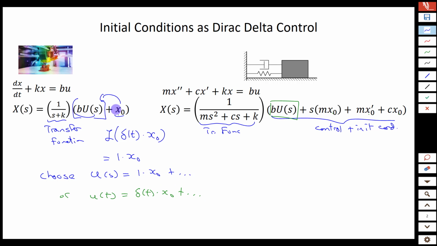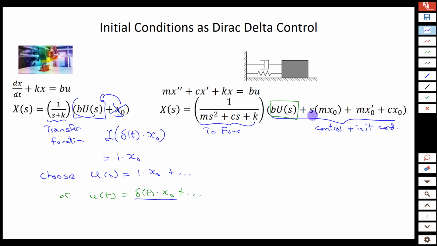And then we don't need the initial conditions anymore. So the argument is, if we mathematically need initial conditions here, we can take care of it in other ways. We can take care of it by adding a delta function, a little hit to the system right at the beginning with magnitude x naught, and that would do the same thing as removing the initial conditions and just putting it all in the control.